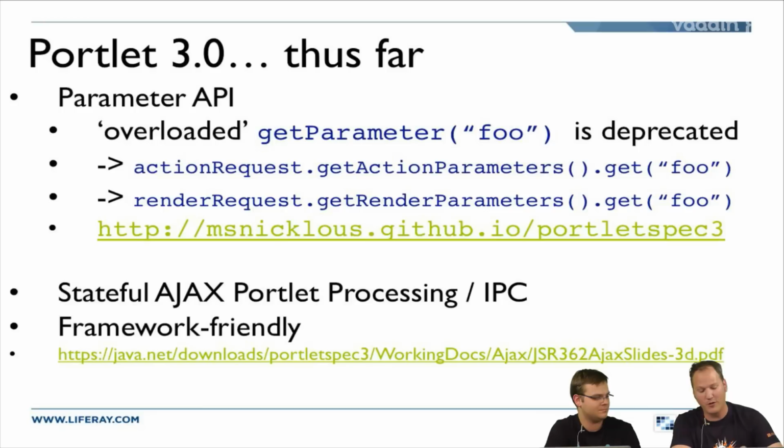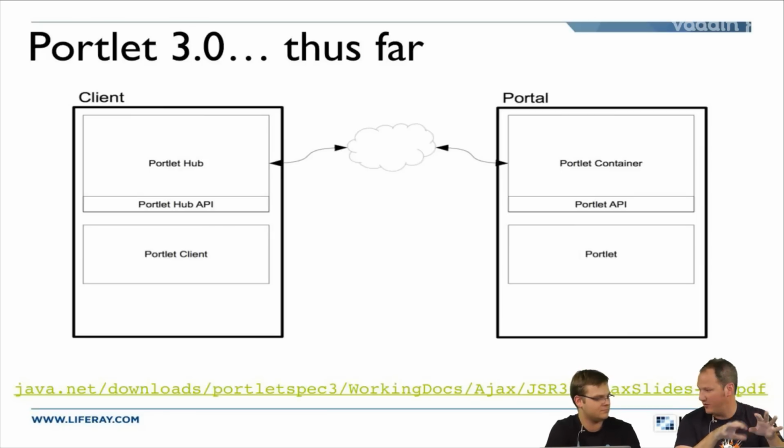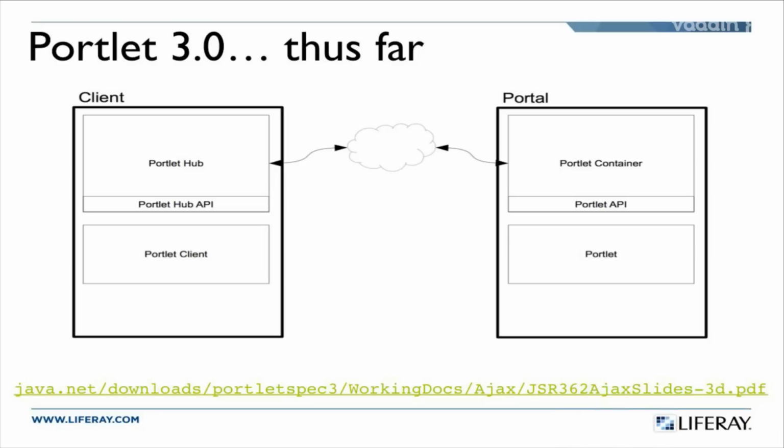So in Portlet 3, we're looking at bringing it into the modern world. There's a client side now to the Portlet world, and it's what's called a Portlet hub. Portlet client code can subscribe, receive events and update their state. One portlet performing an action can cause other portlets to change their state, which then gets communicated through this Portlet hub.